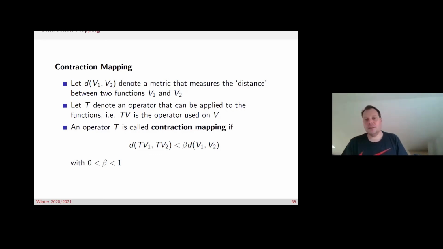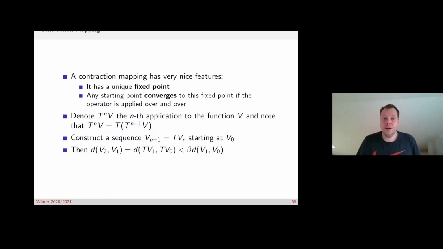So this is the general idea. You have an operator, and this operator is a contraction mapping if the distance between the functions decreases as you apply the operator on those functions. This contraction mapping is very nice because it has a fixed point. So applying the operator over and over again makes those two functions collide, so to say.